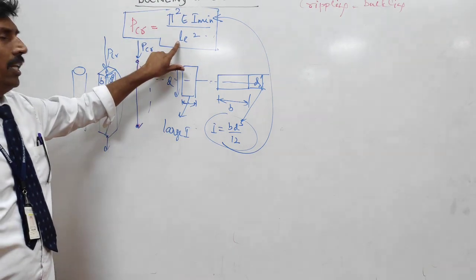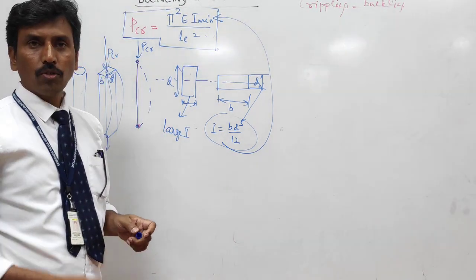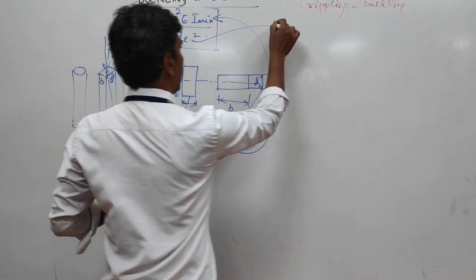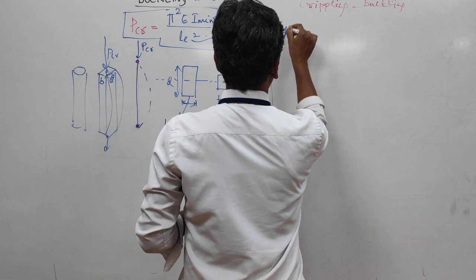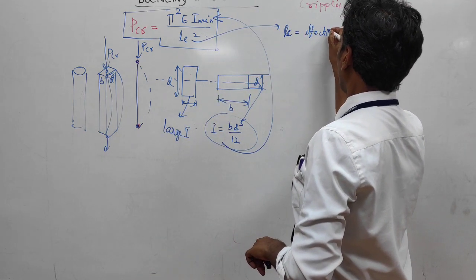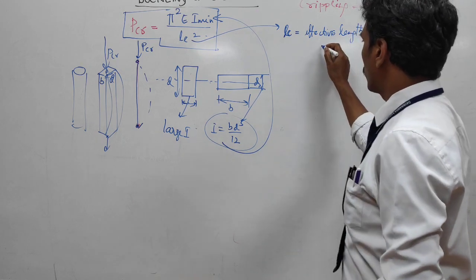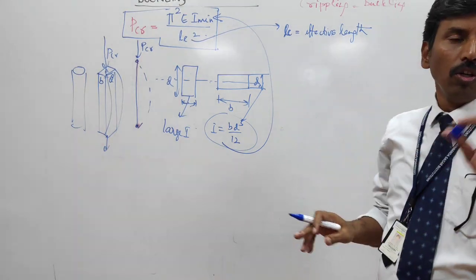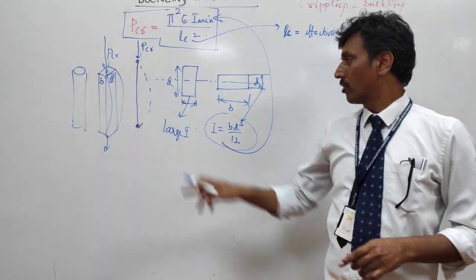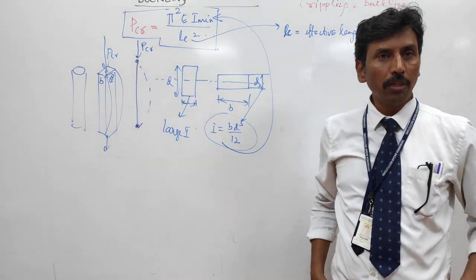And then LE stands for effective length. Effective length actually depends on the end conditions, the way we hold the two ends of the column. You can actually hold the two ends of the column in different ways.